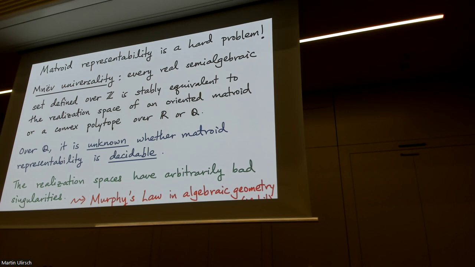Another implication is that over rational numbers, checking realizability is checking whether a system of equations and inequations has a solution, and this is a Diophantine problem over the rationals. It is unknown whether that is decidable. It's not that we know it's undecidable; it's even worse, we don't know if it is decidable or not. So matroid representability is pretty hard. Any questions so far? Yeah.